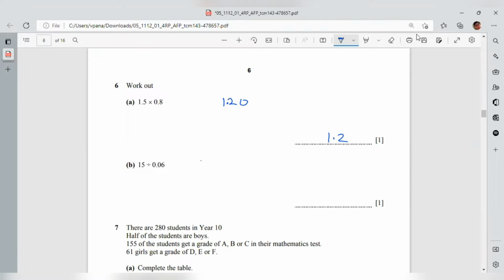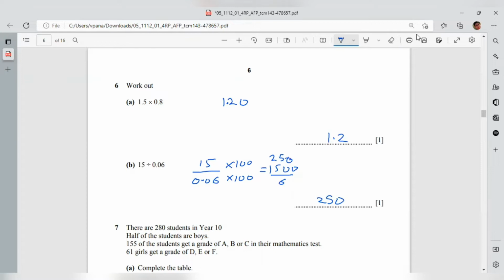When we have to do this, we take 15 divided by 0.06. We multiply by 100 so that the denominator becomes a whole number. So this is 1500 divided by 6. Now you can divide this. When you divide 1500 by 6, we know that 6 twos are 12, and then 3 remainder, 6 fives are 30 and 0. So that is how you get 250.